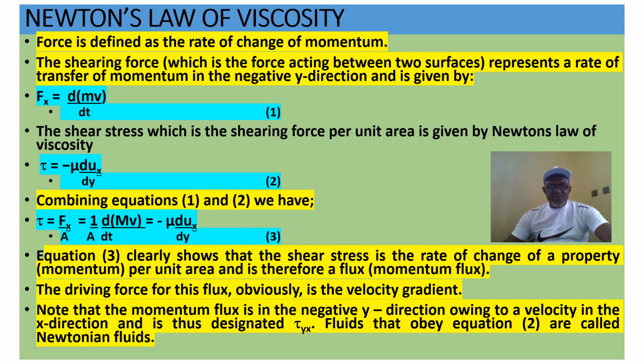And if we combine equations 1 and 2, we will have equation 3. And equation 3 clearly shows that the shear stress is the rate of change of a property, which is momentum, per unit area, and is therefore a flux. Remember we met mass flux, density flux, and so on. The driving force for this flux obviously is velocity gradient. Look at it, dux over dy. That's velocity gradient.